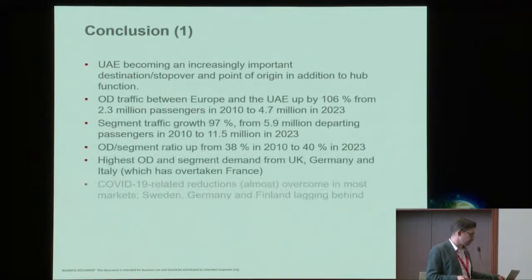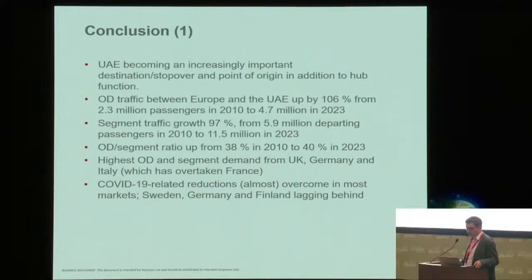So I come to the final 2 slides to conclude my presentation. Definitely the UAE have become an important destination, also in addition to the stopover and transfer function. All in all, this is a new figure which was not on the slides. OD traffic between Europe and the UAE has grown by, on average, 106% between 2010 and 2023. Segment traffic grew a little bit less, 97%, so you see the slight shift towards OD demand, meaning that the OD segment ratio has gone up to 40%.